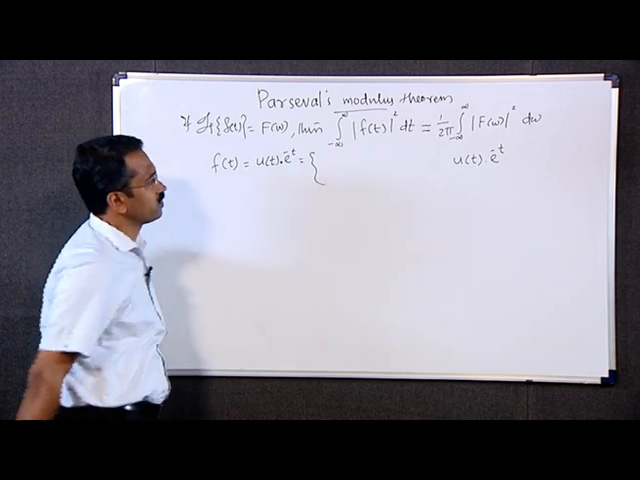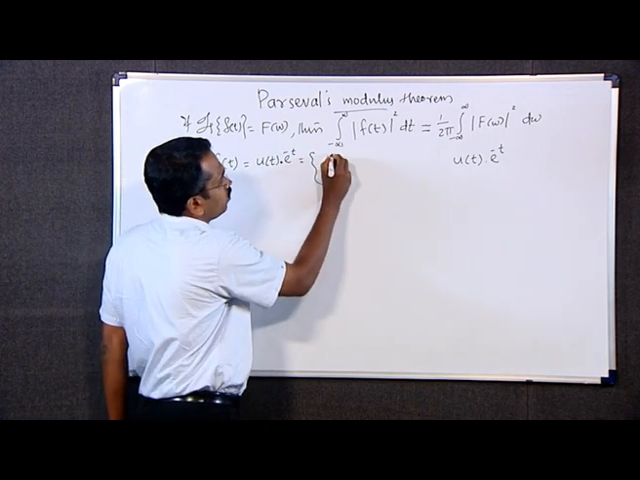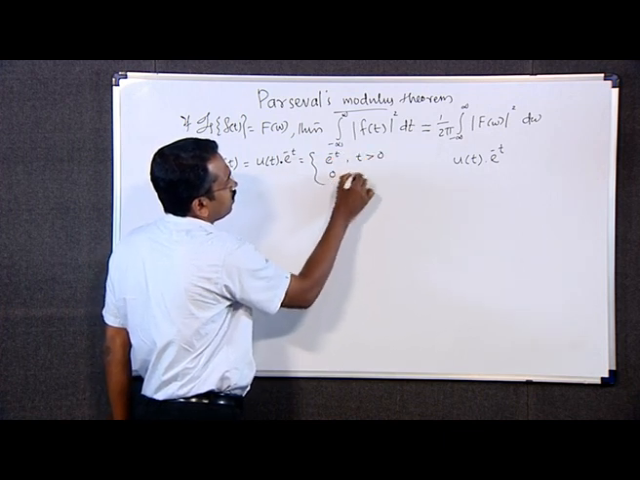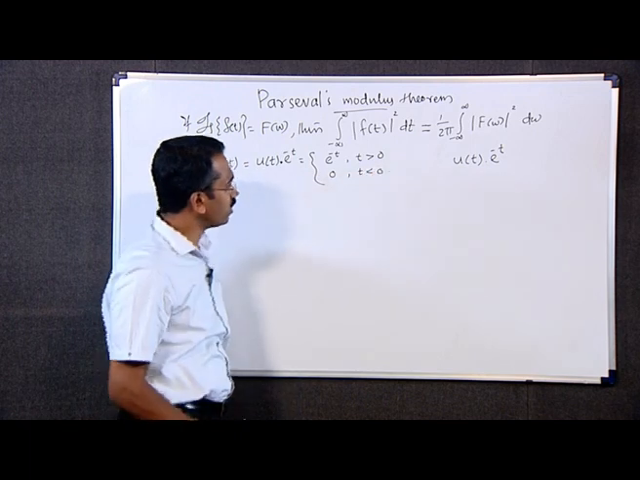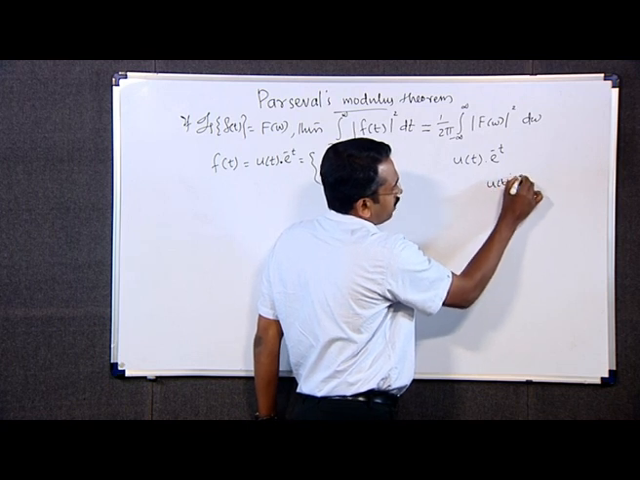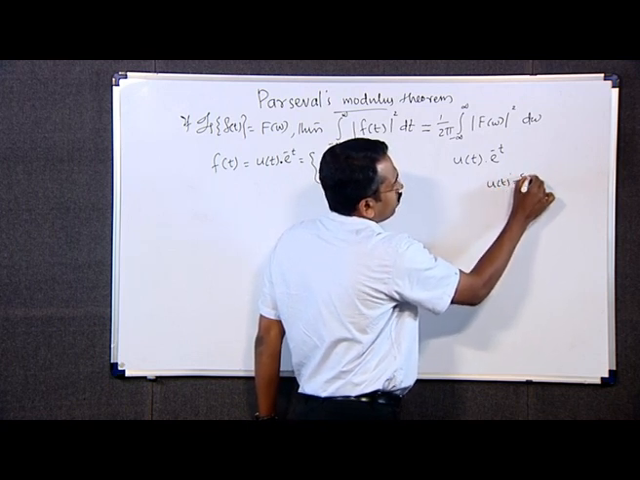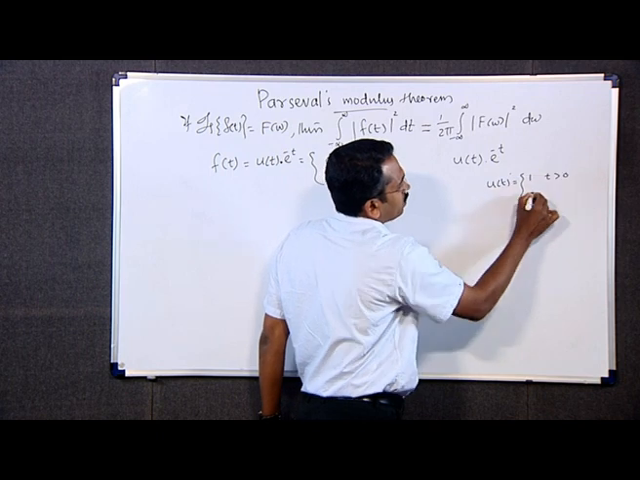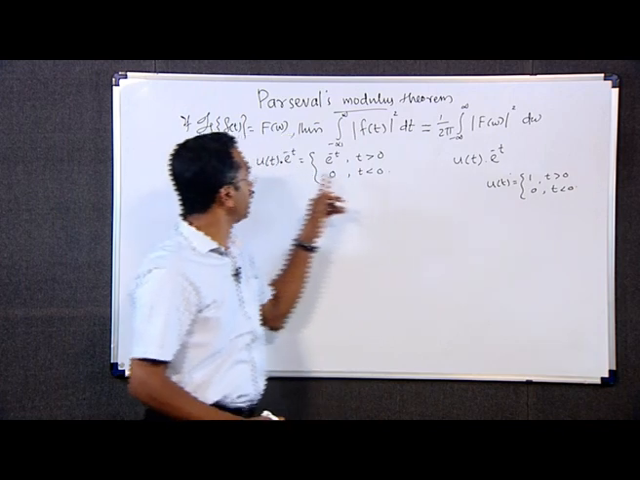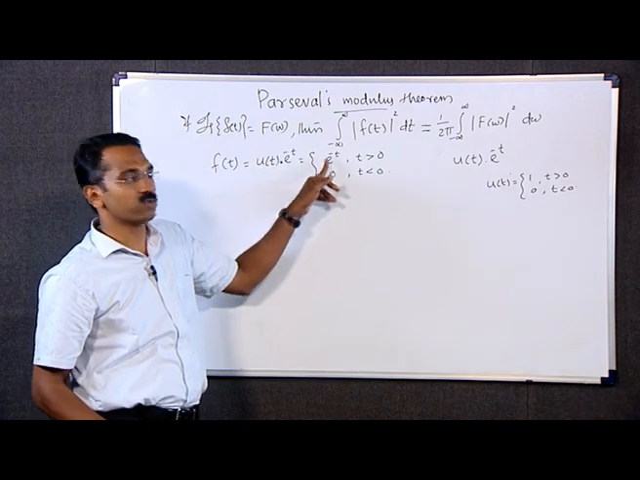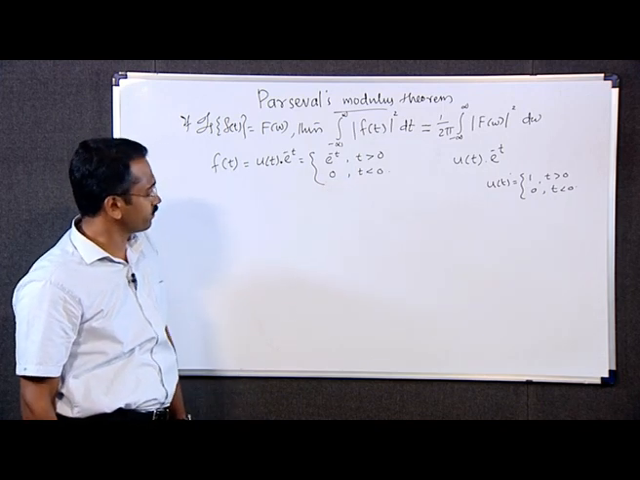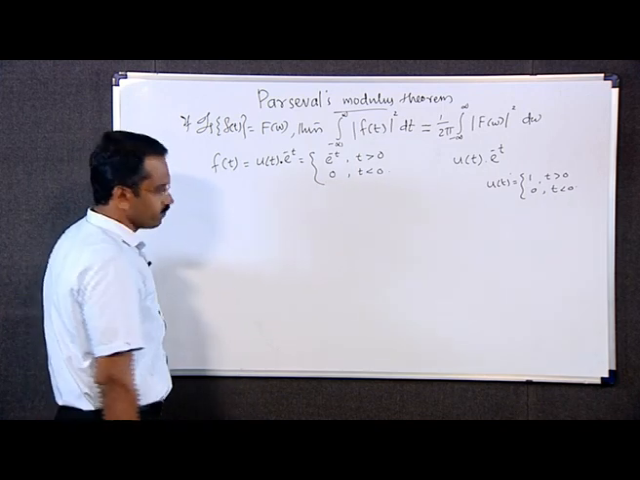which is defined as e raised to minus t for t greater than 0 and 0 for t less than 0, because the unit step function is defined as u of t equal to 1 for t greater than 0 and 0 for t less than 0. Therefore, u of t multiplied by e raised to minus t is e raised to minus t for t greater than 0 and 0 for t less than 0.